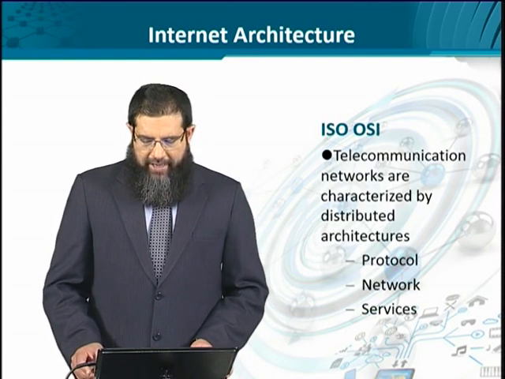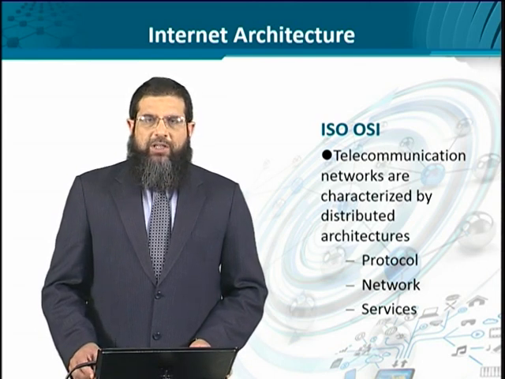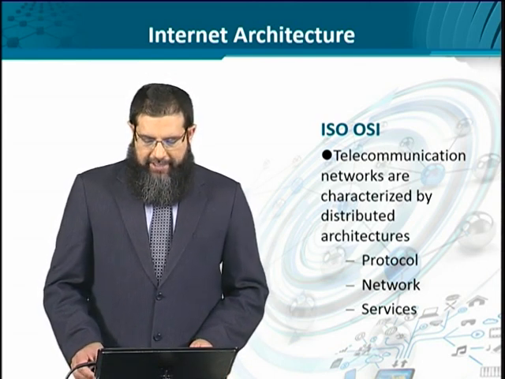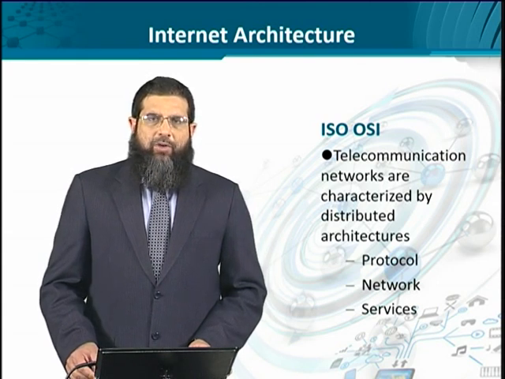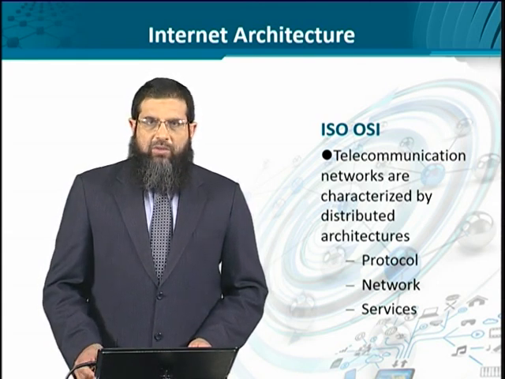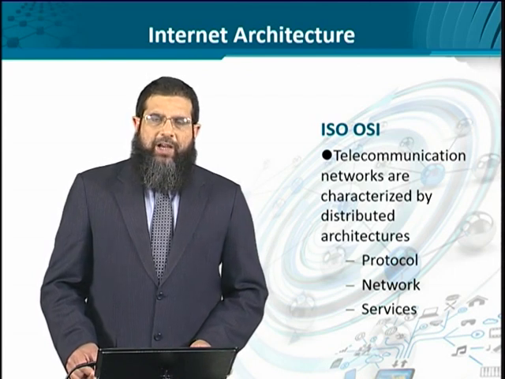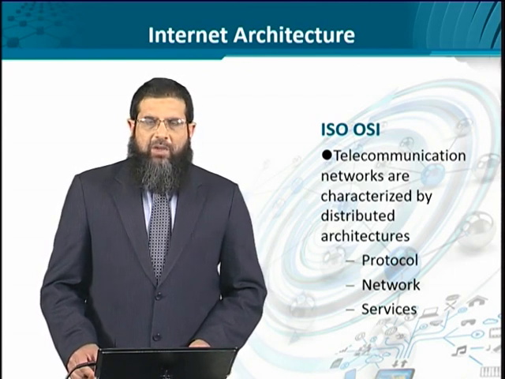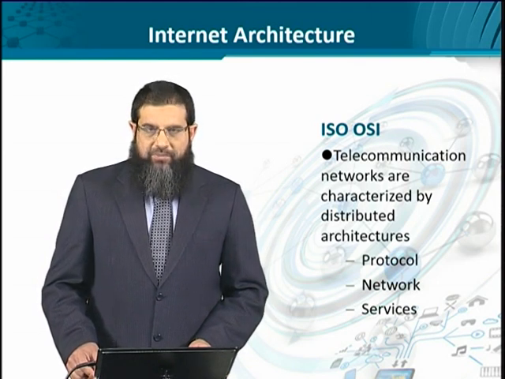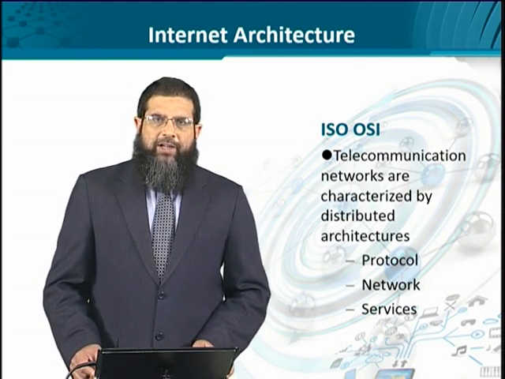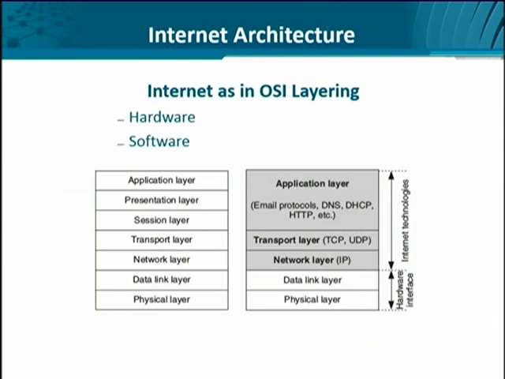The ISO has defined that telecommunication networks can be characterized by a distributed architecture from different perspectives. For instance, how the protocols interact with each other, how the network is shaped up, and how the services are provided to the users. The 7-layer ISO OSI stack, shown to you on the left-hand side, is quite general in nature. It can be translated to any kind of network that we are intending to.